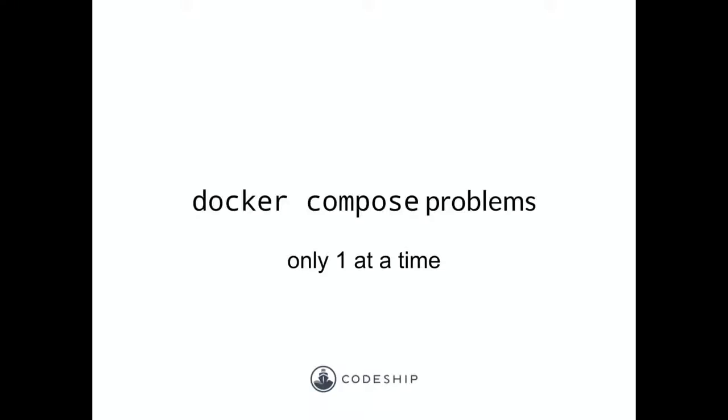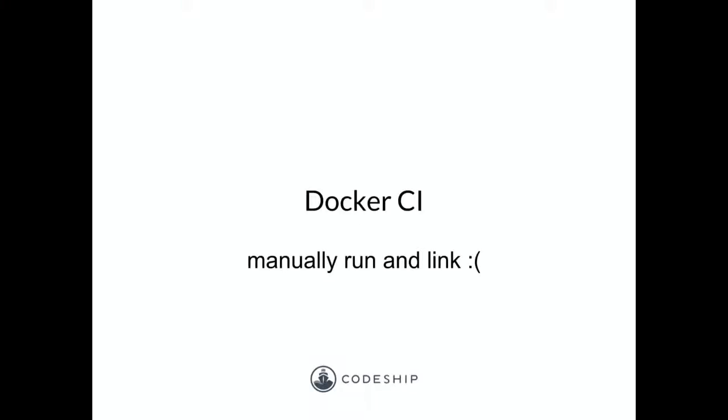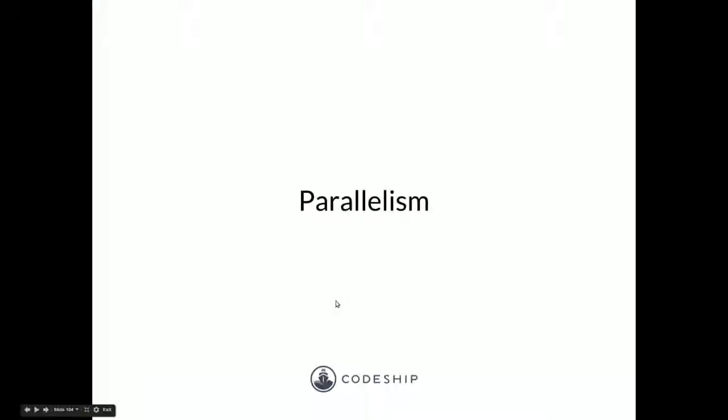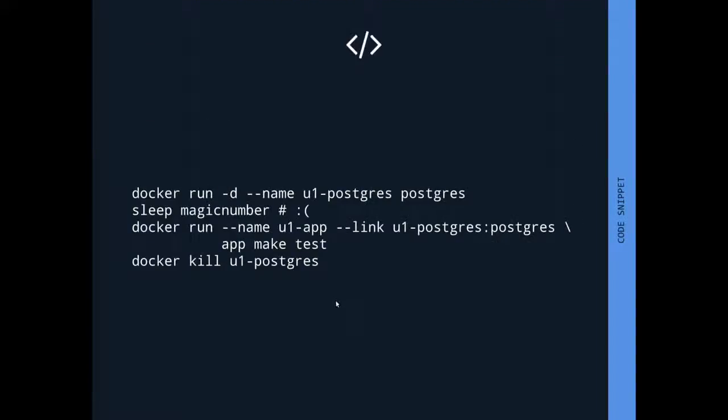So once you start composing composes, you either have to have one big crazy file with a lot of namespacing and stuff, or you got to break things apart into directories. So for us at least, what we're doing in the meantime is manually running and linking all of this stuff. So that means that we're going to run our Postgres, we're going to sleep for a magic number with a frowny face on it, and then we're going to run our app, run the make test, and then we have to observe that one's exit code and then kill Postgres. So this is still pretty tricky, but we're working on it.